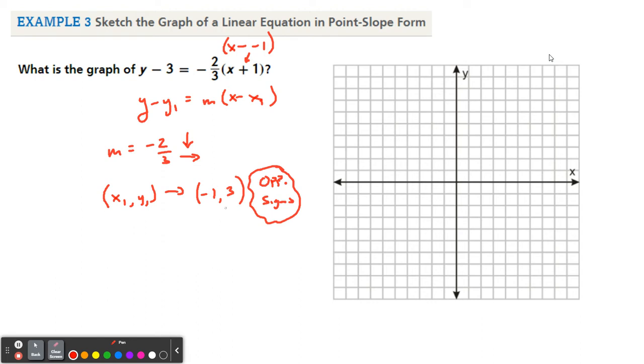So this is your point you're going to start with. You go left 1 and up 3. So remember, when you plot a point, it's not the slope. You go x first, y second, left or right first, up or down second. But now, from that point, you count the slope.